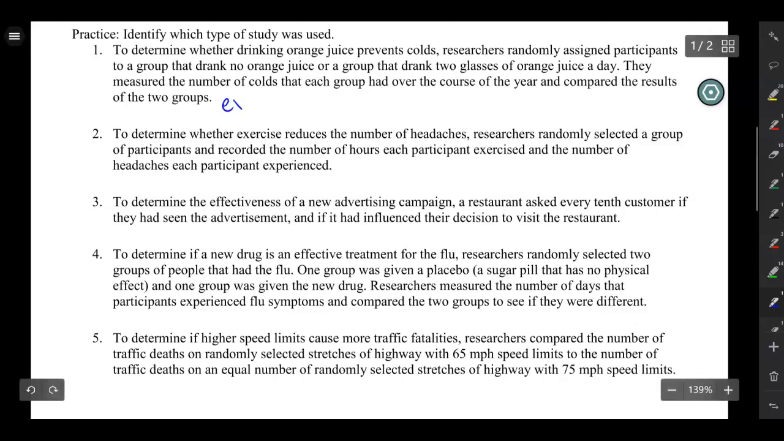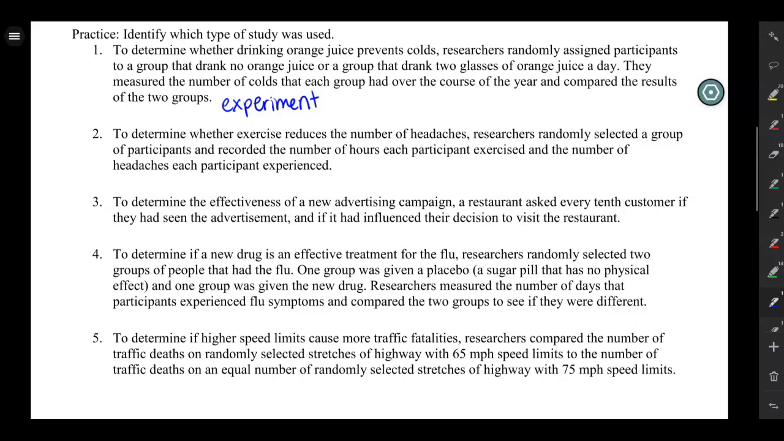So this is an experiment. There's a couple of things that clue me in this is an experiment. First, we have this division of dividing our group into people that were going to drink orange juice and people that weren't. So we have a control group and an experiment group. The other thing that clues me in this is an experiment is that the researchers are affecting the actions of the participants. So they're saying, hey, you need to either not drink orange juice or you need to drink orange juice. And so that interaction between the researcher and the participants makes it an experiment.